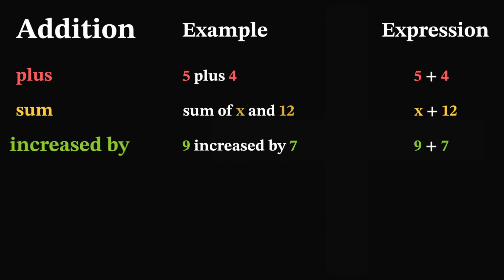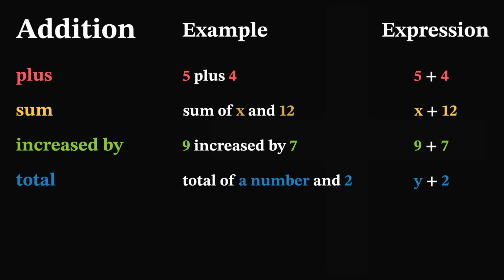Next we have increased by. 9 increased by 7. Increased by means to add, so we have the expression 9 plus 7. Next, we have the word total, or total of. An example would be the total of a number and 2. In this case, we see the phrase a number. Now, that can be any number. In math, we use variables to represent an unknown number or amount. Typically, any letter can be used as a variable, and for this example, I chose the letter y. So for our expression, we have y plus 2.